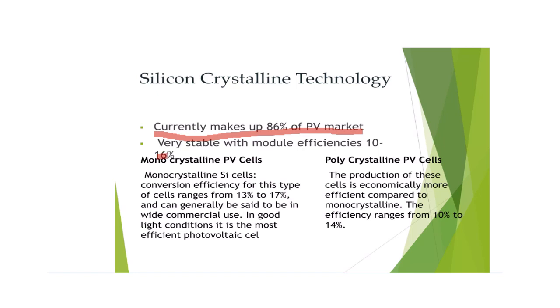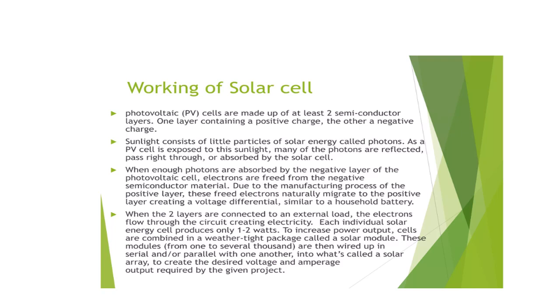Monocrystalline PV cells. Monocrystalline Si cells have a conversion efficiency ranging from 13 to 17% and can generally be said to be in wide commercial use. In good light conditions, it is the most efficient photovoltaic cell. Polycrystalline PV cells. The production of these cells is economically more efficient compared to monocrystalline. The efficiency ranges from 10 to 14%.